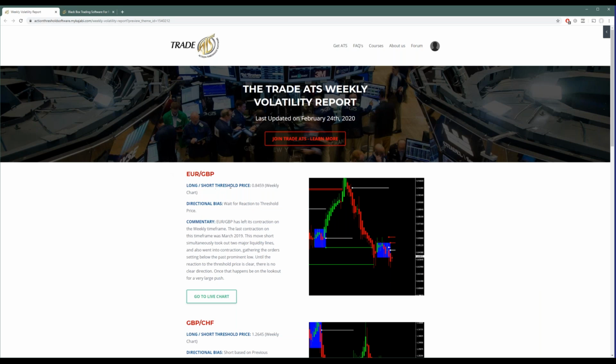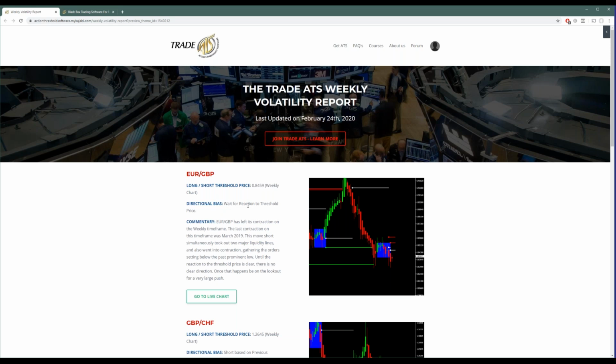Right here it says the long short threshold price. What is that? That's going to be the expansion line right here coming out of the box. We took a screenshot at the time of doing the report, so that's going to be the expansion line, the general price level of that. The directional bias is going to be the overall direction that we think it's going to break, if it's at that stage yet.